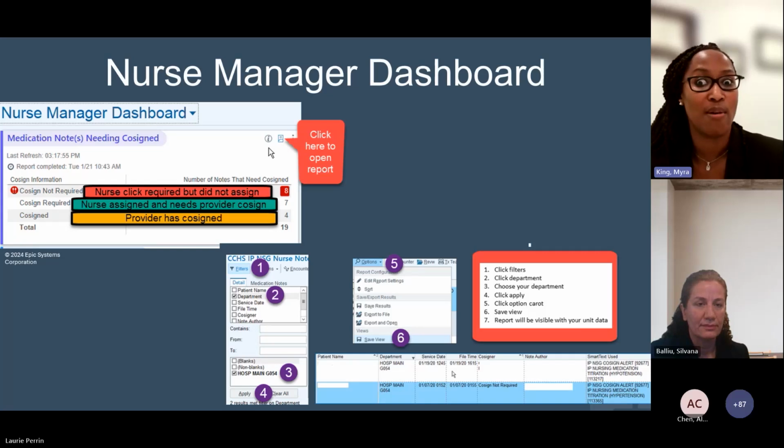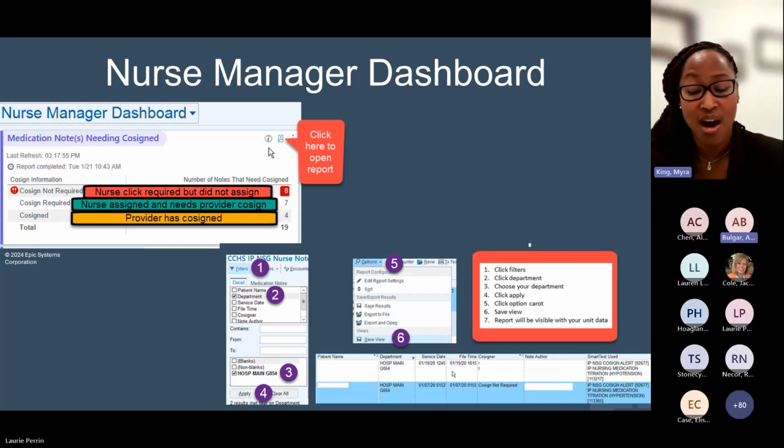They'll see the number of notes that were co-signed, and they can actually click on it and get to the actual note and review the note in real time so that they can mitigate any opportunities or challenges with the clinical nurse or the provider in real time.